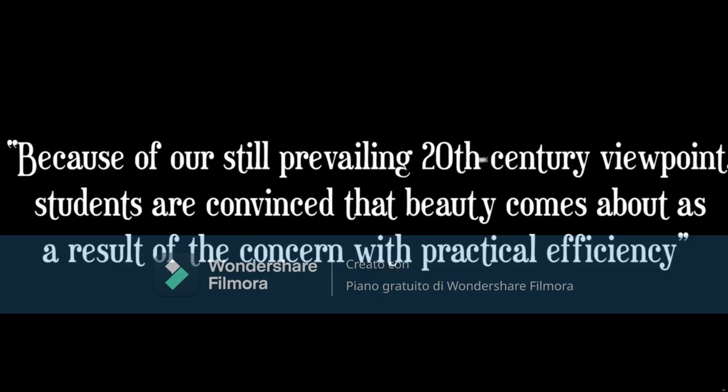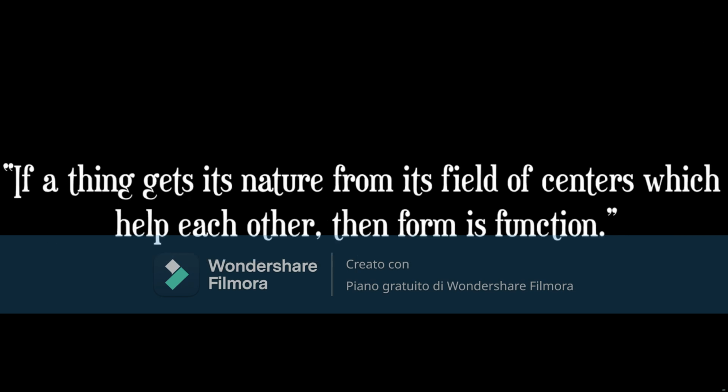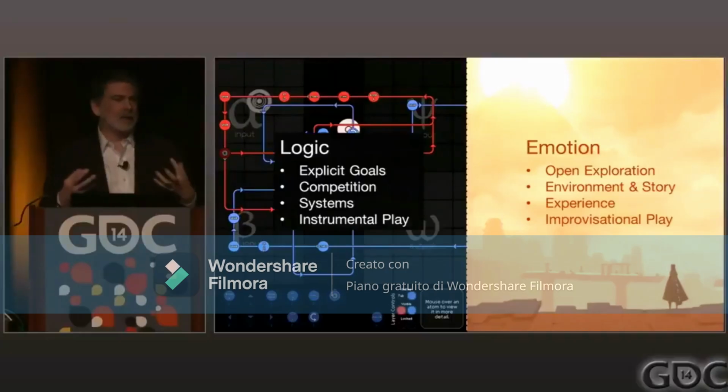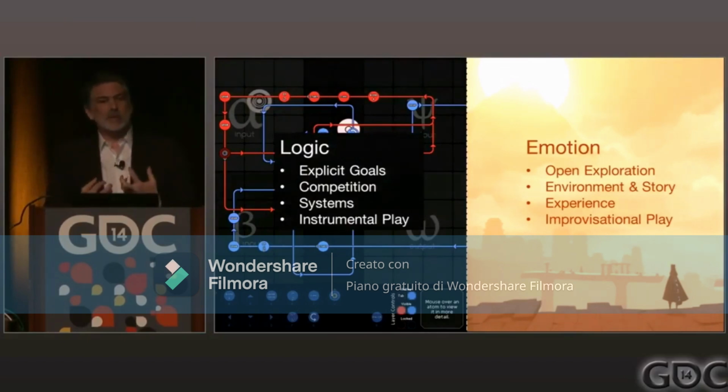Alexander continues by saying, "Because of our still prevailing 20th century viewpoint, students are convinced that beauty comes about as a result of the concern with practical efficiency. If a thing gets its nature from its field of centers which help each other, then form is function. In essence, if we listen to the process of authentic creation, the forms that arise out of this will be intrinsically beautiful, reconciling the divide that splits many of the arts to this day. Forget the debate. Form is function."